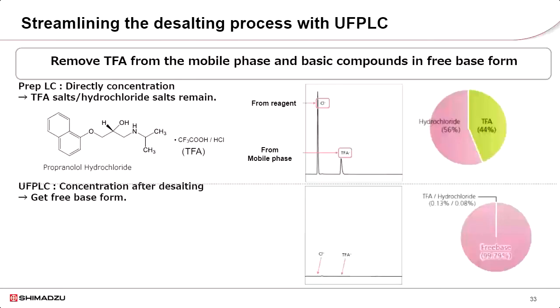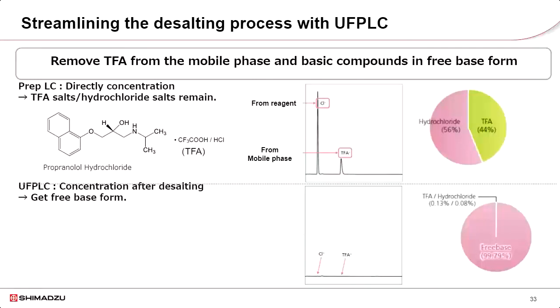The second example involves the removal of TFA derived from the mobile phase, allowing for the recovery of basic compounds in their free base forms. Basic compounds, when collected along with counter ions or ion pair reagents such as trifluoroacetic acid, or TFA, that are present in the mobile phase, can potentially affect the results of subsequent assays. With UFPLC, after capturing the target components in the trap column, these salts can be washed away, enabling the recovery of the target components as high-purity, free base forms.